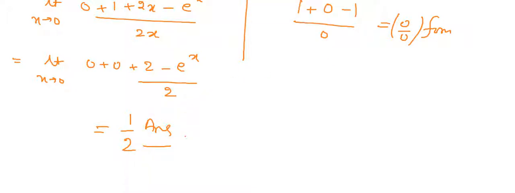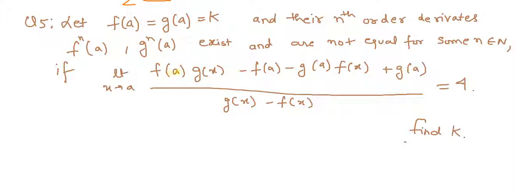Let's take another example. Let's solve this problem. It's given in the question that f of a and g of a is k for some value of k for the two functions, and the nth order derivatives f^n of a and g^n of a exist, and they are not equal. Obviously they won't be equal, the functions would be different, that is why they're not equal. So you've got this, and now the question says that limit of this whole function is equal to 4. Find the value of k.